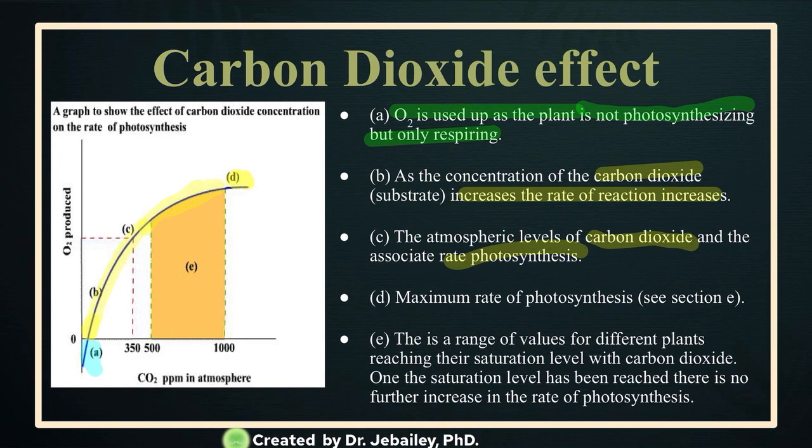After that, which is D, let me put it in yellow here, D, or should I say more E in this case, the range of values depends on the plant, right? But after this, it will be saturated, which means it will not increase. It will just become a straight line. Let me put it in black here. The line will become just straight, and that means it has plateaued.